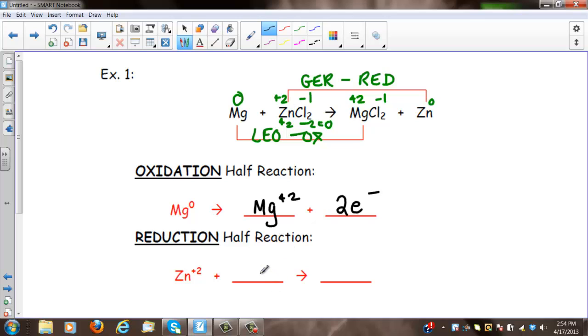My Zn plus 2 goes to, on the right side of the arrow, Zn0. So I have a plus 2 versus a 0, so I need to add 2 electrons to the left because a positive 2 and a negative 2 matches my 0 on the right.